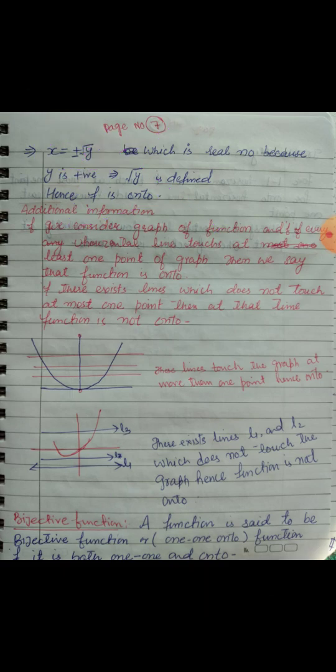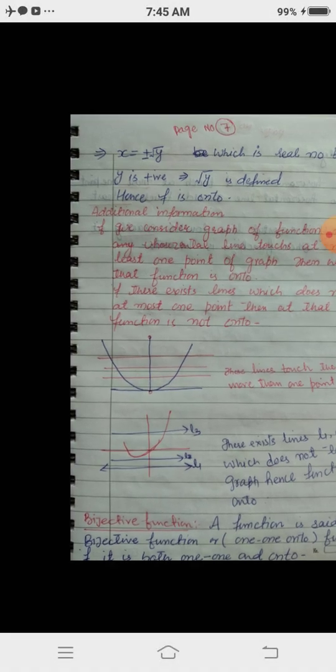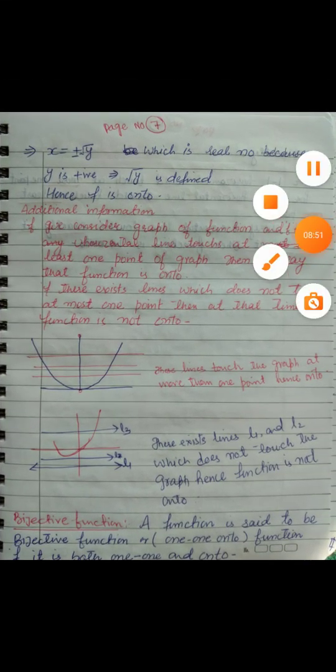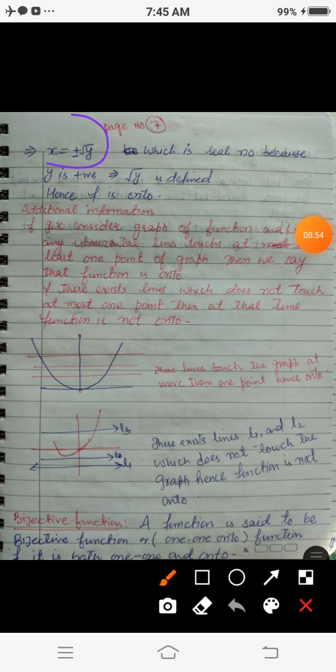But if we restrict its codomain from R to R positive union 0, then it becomes onto, because here this assumption is always true. x equals plus minus root y, where y is positive, is always defined. Hence in this way we can say that this function f from R to R positive union 0 is onto, but not from R to R.